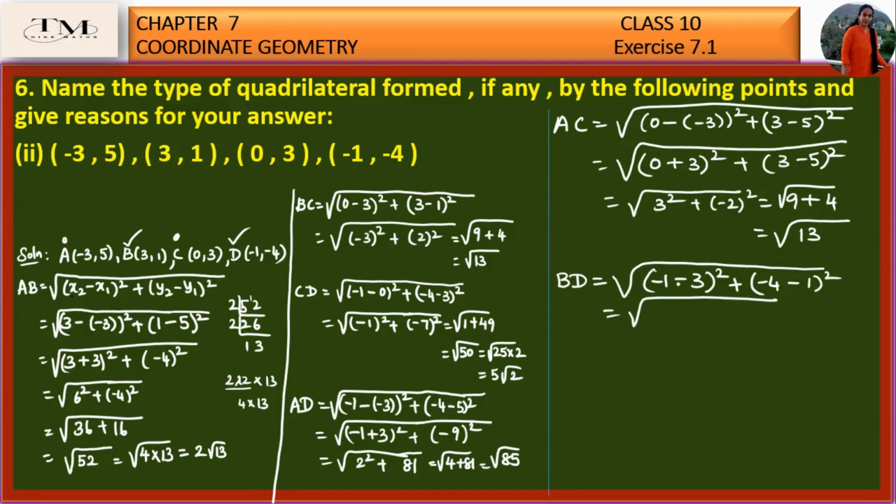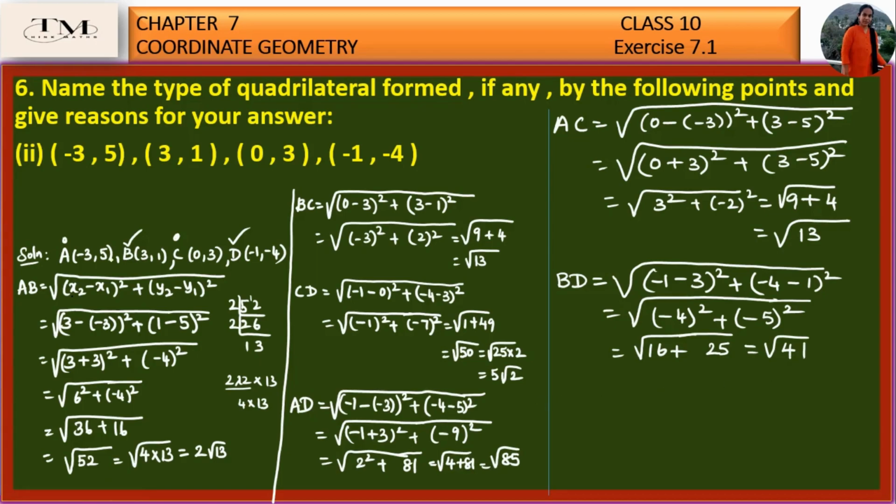So minus 1 minus 3, so it is minus 4 whole square plus minus 4 minus 1, which is minus 5 whole square. So minus 4 whole square is 16 plus 5 square is 25, since a negative square is positive. So 16 plus 25 is root 41.